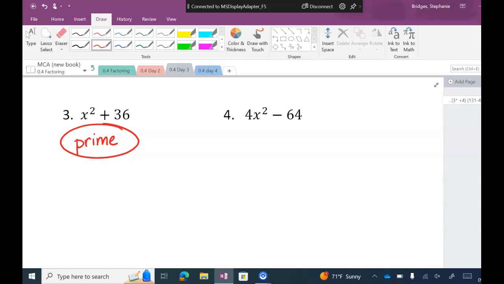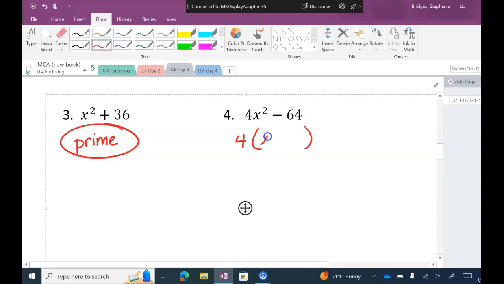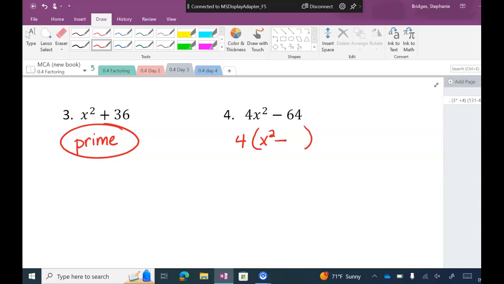All right, let's be careful with 4. First of all, if I look at it just from the beginning, 4 and 64 are both perfect squares, aren't they? However, what's the first thing we're supposed to look for? What do they have in common? A 4. So we're going to need to pull that 4 out first. If I divide 4x squared by 4, I'm left with x squared, okay? And if I divide 64 by 4, what am I left with? 16.